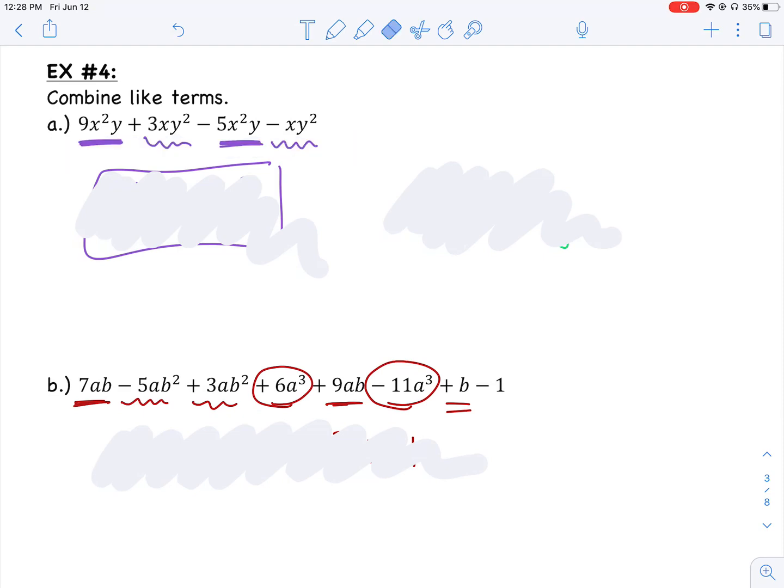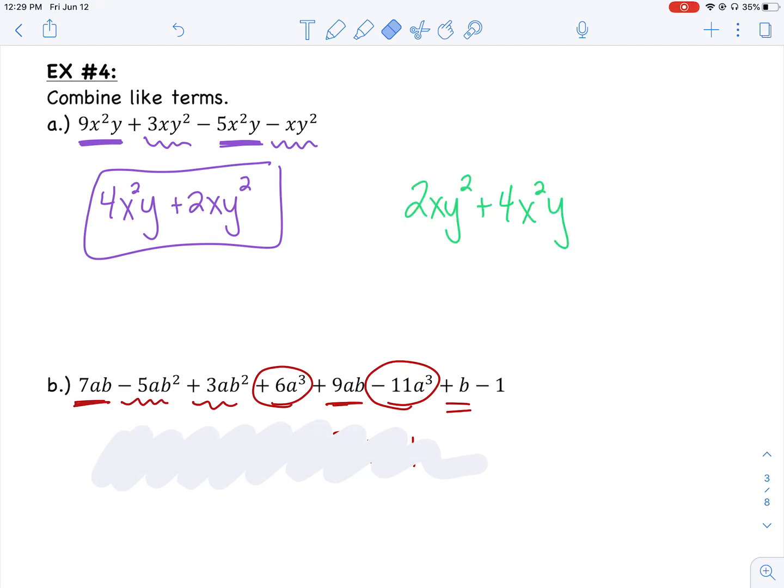Okay? So looking at this polynomial, I should be able to take the 9x squared y and subtract the 5x squared y because they have the same exact variables with the same exact exponents. I can then combine the x and the y squareds because they are like terms as well. You should end up with a 4x squared y plus a 2xy squared. They look close to being the same, but they're not. They have to be the exact same variable with the exact same exponent to be able to be combined. So that would be my final answer.